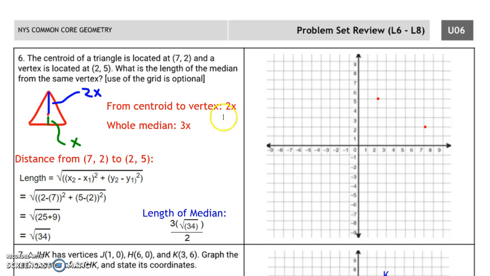Once we divide it by 2, we can multiply it by 3 to get the whole entire median, which means we take the square root of 34. We divide it by 2 to get x. And we multiply by 3 to get the length of the entire median.